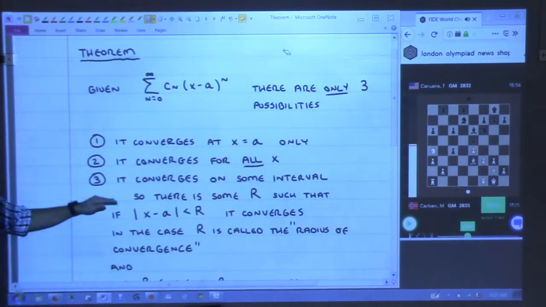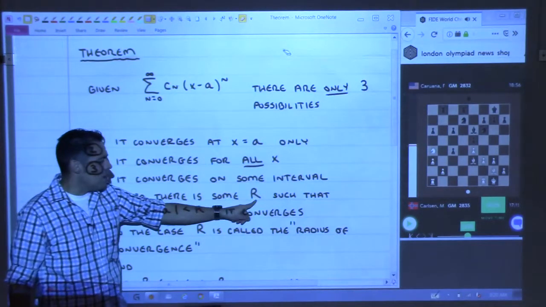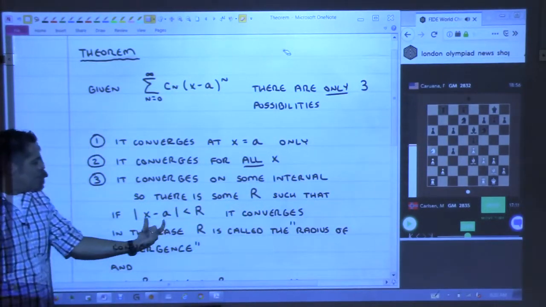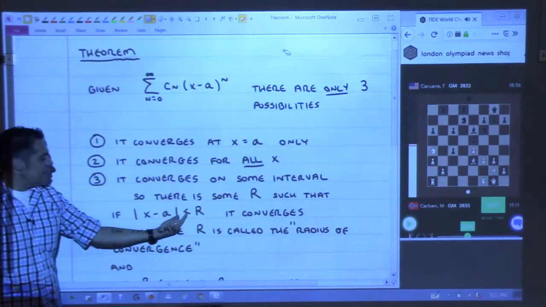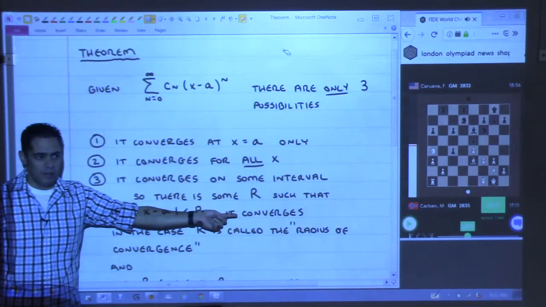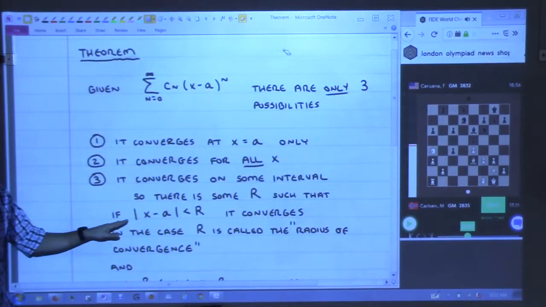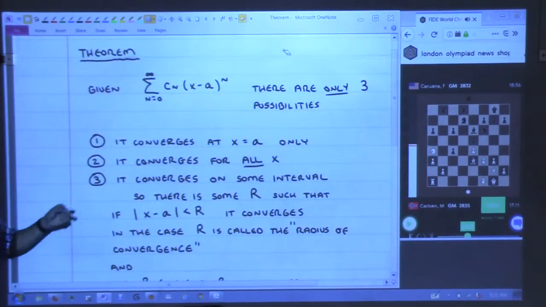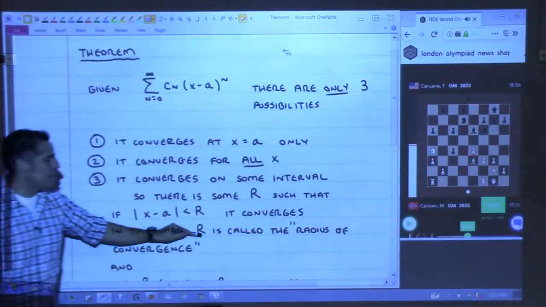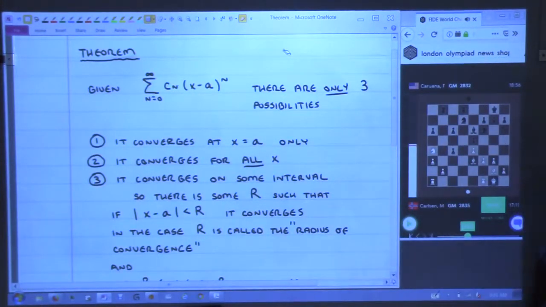Now, when we talk about this interval, what we mean is that there's some number, capital R, such that when the absolute value of x minus a, which is this piece right here, is less than R, it will converge. I'm going to have to do an example for you to see this. But when we have this third case where it's on an interval, that capital R is something very important. We call it the radius of convergence.